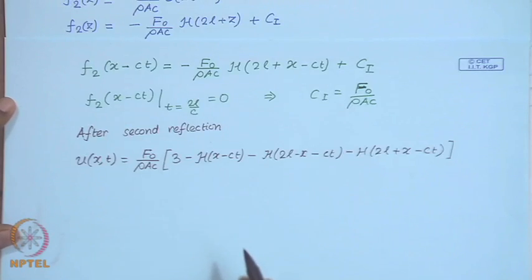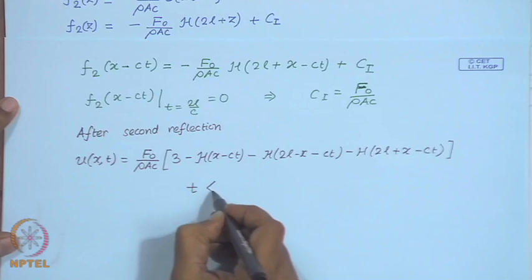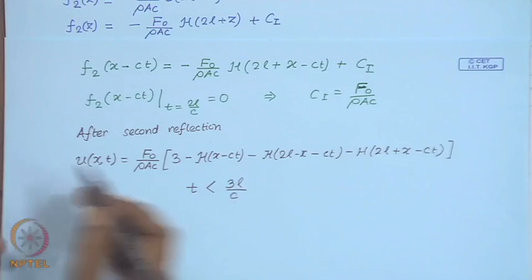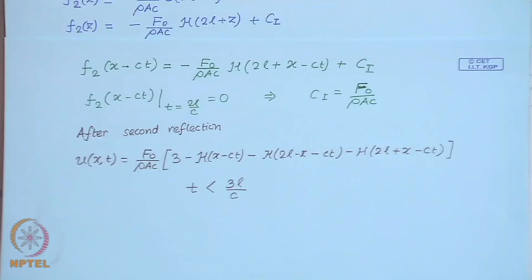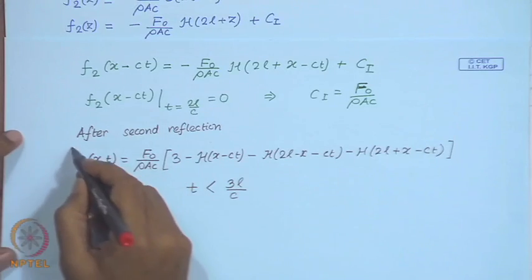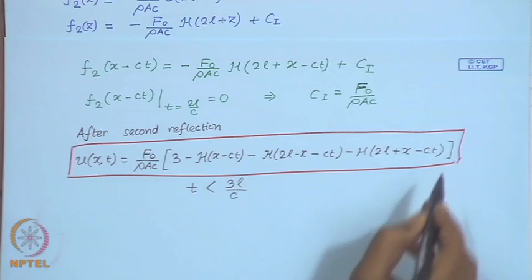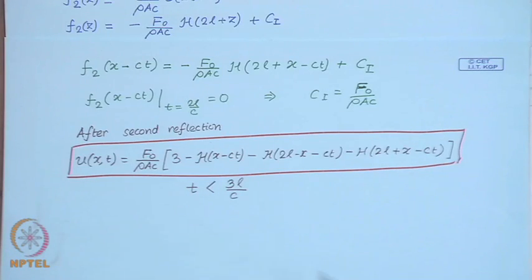now this is a solution which is valid till again this wave reaches the right boundary. So, this is how you can keep solving these reflection processes.